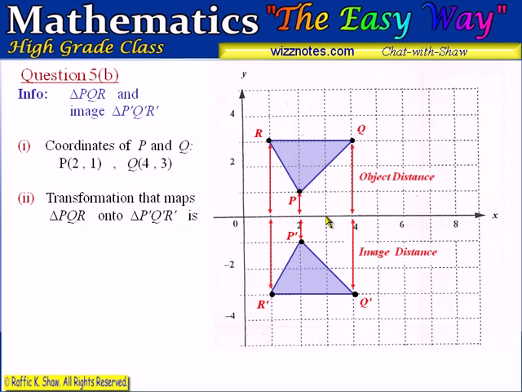And we are saying that the x-axis is the mirror line. So let's look at each point. P first. P is 1 unit. The perpendicular distance is 1 unit from the mirror line, the x-axis, and the image is also 1 unit.